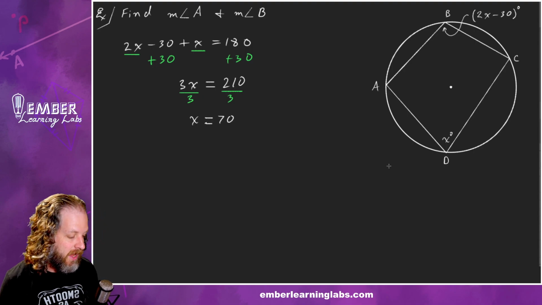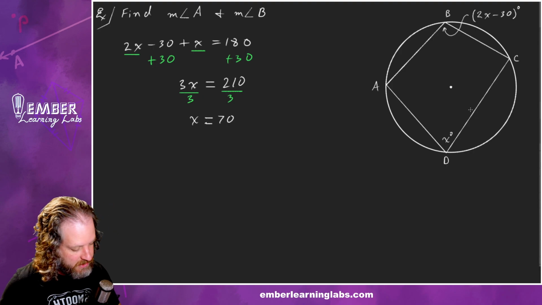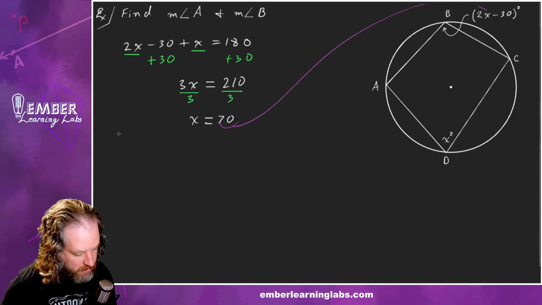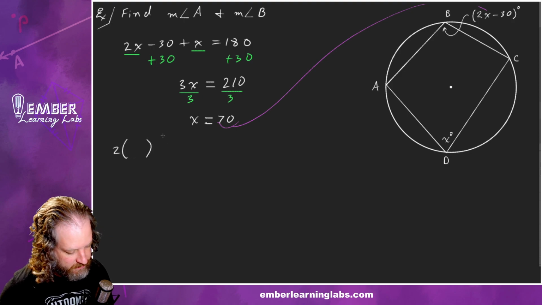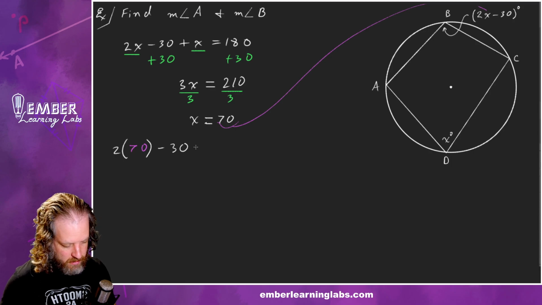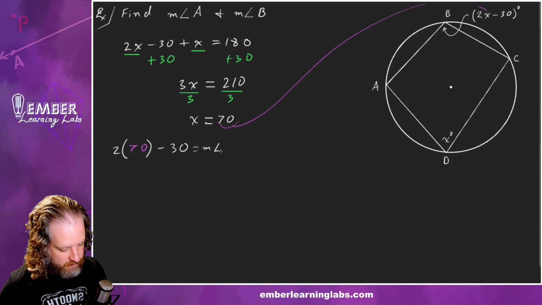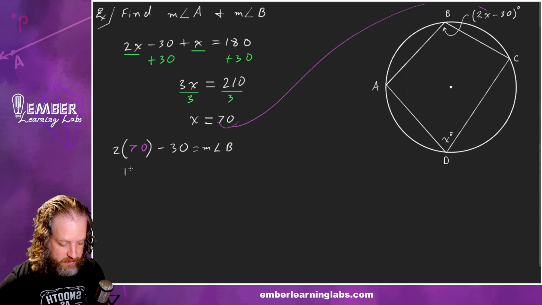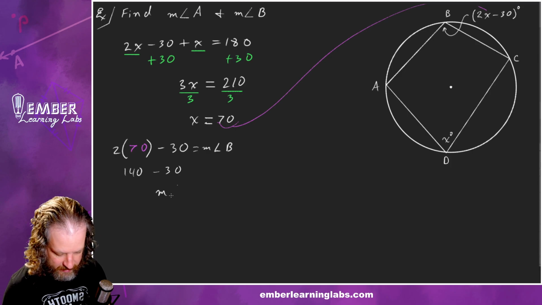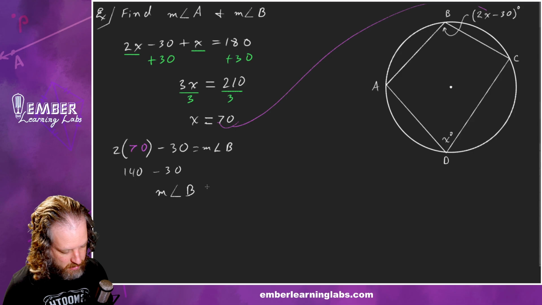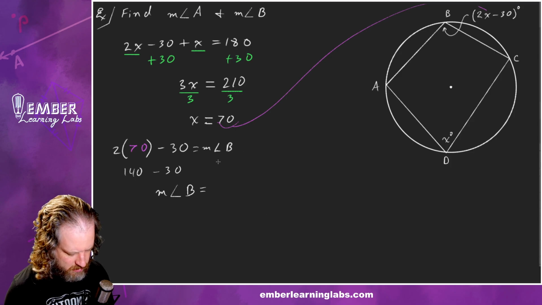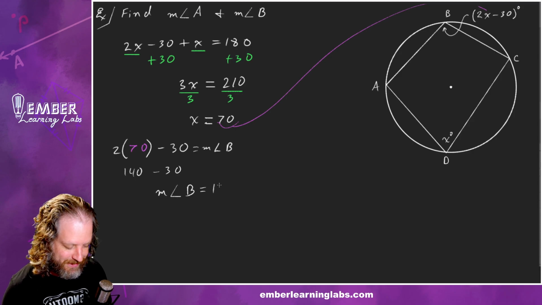All right, so we need to find the measure of angle A and the measure of angle B. B is easy, right? We're just going to substitute, and then we'll get B. So 2 times 70 minus 30 is going to give us the measure of angle B. 2 times 70 would be 140 minus 30. So the measure of angle B equals 110.